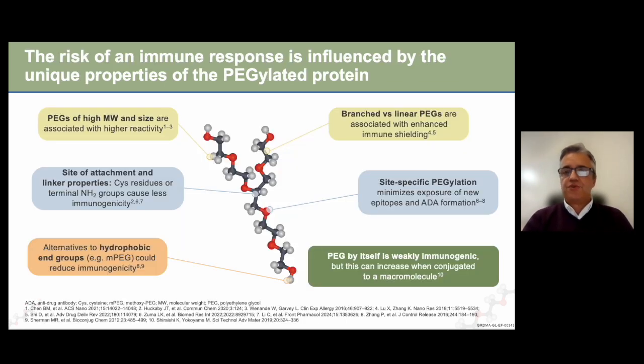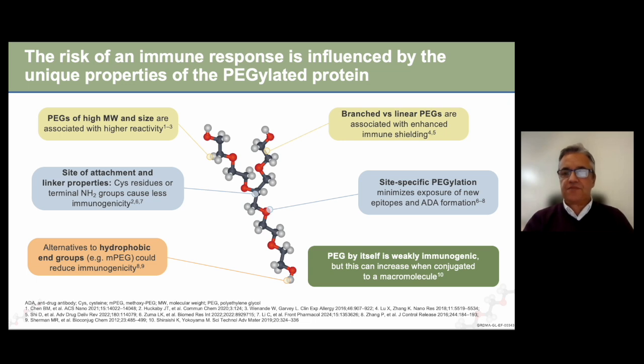So the risk of immune response is influenced by the unique properties of the PEGylated proteins. What we have seen from Professor Paolo Caliceti is that PEGs have different molecular weights. Some proteins have a high molecular weight and size, which are usually associated with higher reactivity. The site of attachment and linker properties are also important. Usually we know that conjugation to cysteine residues or terminal amino groups can cause less immunogenicity.